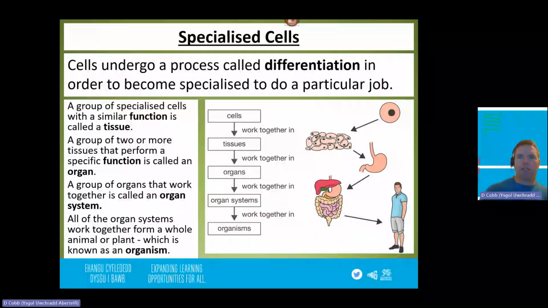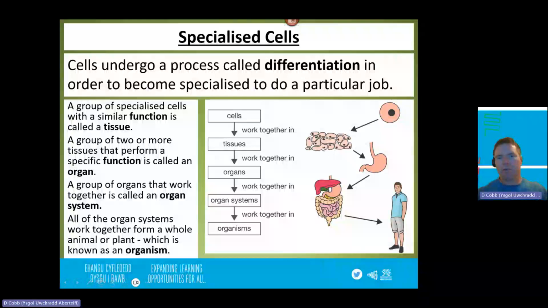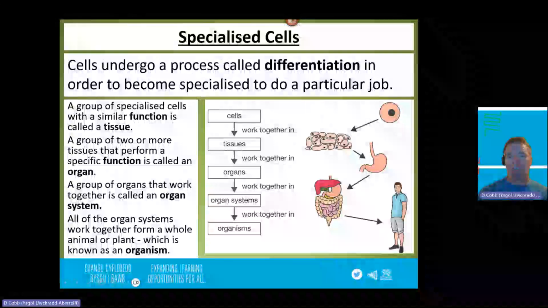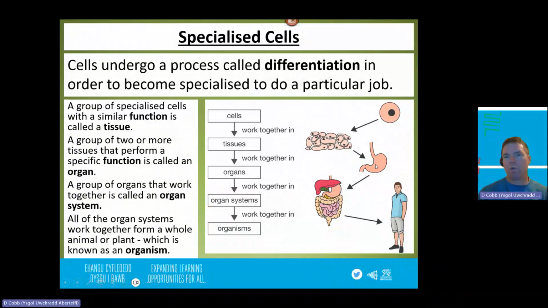So you can see here I've drawn a generic cell. And then when you get lots of those specialized cells working together, they form a tissue. Lots of tissues work together to form an organ. Organs work together to form an organ system, and together they form an organism. So in the case of the digestive system, which is shown here, you've got a cell, for example a specialized muscle cell. Lots of muscle cells work together to form muscle tissue. And that muscle tissue you would find in the walls of the stomach, which is the organ that's shown here.